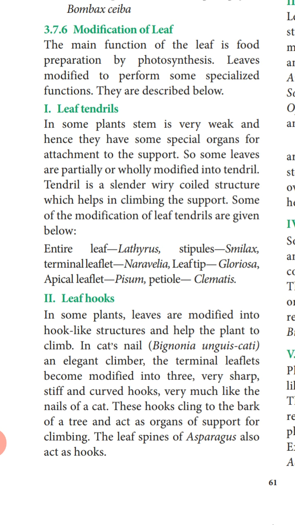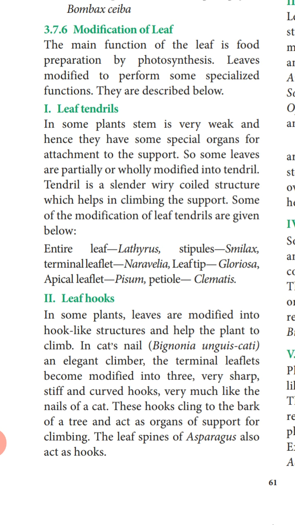Next, we are going to study the next modification, that is leaf hooks. Here also some of the leaves are modified into hook-like structures which hold onto a support. In some plants, leaves are modified into hook-like structures and help the plant to climb. In cat's claw, Bignonia unguis-cati, an elegant climber, the terminal leaflets become modified into three very sharp, stiff and curved hooks, very much like the nails of a cat.